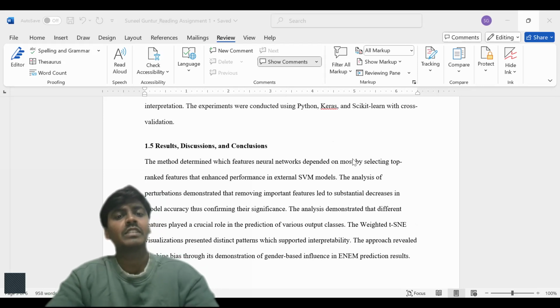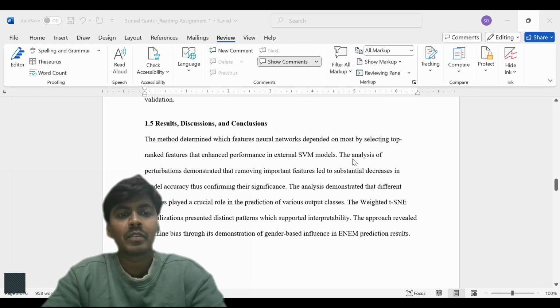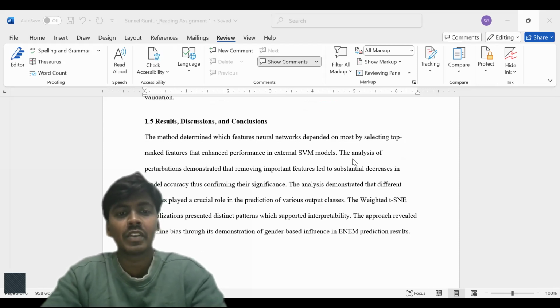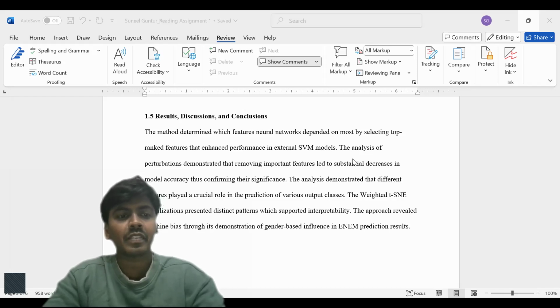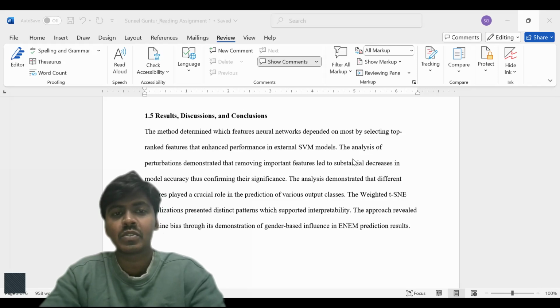Coming to the results, discussion, and conclusion, top-ranked features improved performance of external SVMs. The analysis of perturbations demonstrated that removing important features led to substantial decreases in model accuracy, thus confirming their significance. It also showed different features mattered for different classes, which identifies that relevance aggregation improved transparency and supported knowledge discovery. And finally, it was also used to identify gender-based biases in predictions.